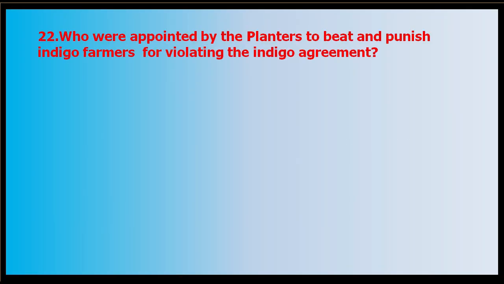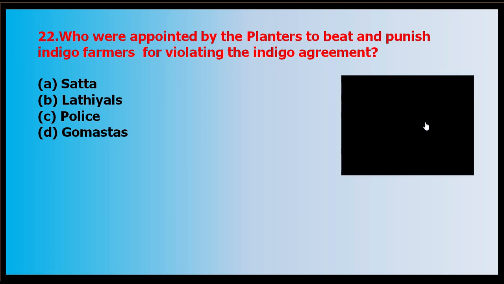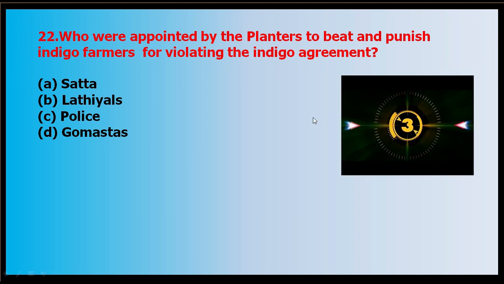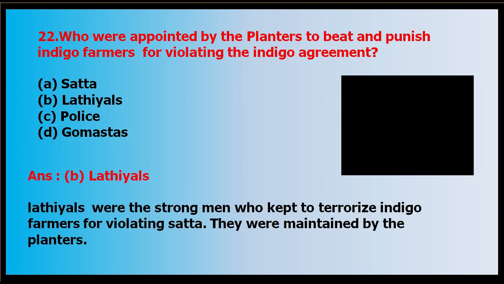Question number 22. Who were appointed by the planters to beat and punish the indigo farmers for violating the indigo agreement? And your options are: Satta, option B is Lathials, option C is police, and option D is Gomasthas. Time starts now. Okay, so the correct answer is Lathials.